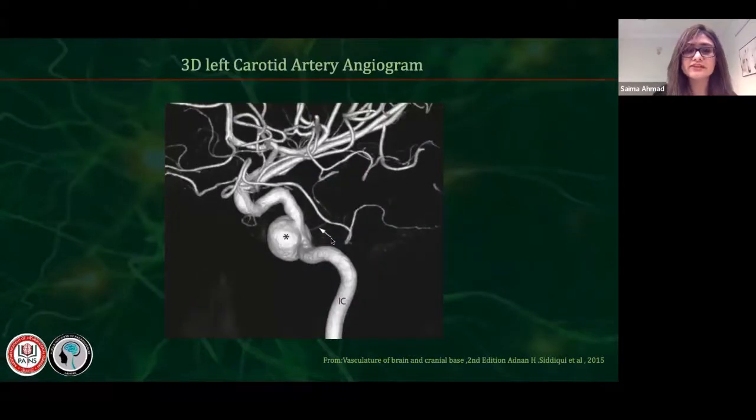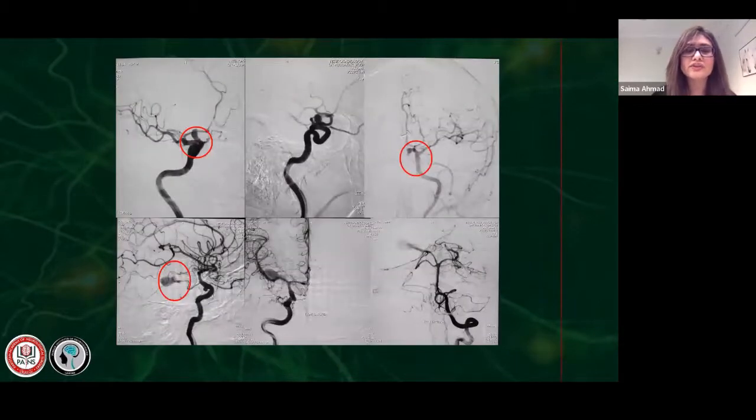So this is again the 3D of the left carotid artery angiograms, and this is an aneurysm which is arising from the petrous segment. And this is a very small branch, the caroticotympanic artery, arising from here. Just to tell you about the segments from which the different aneurysms are arising, these are a collection of a few ICA aneurysms which I obtained from my own data.